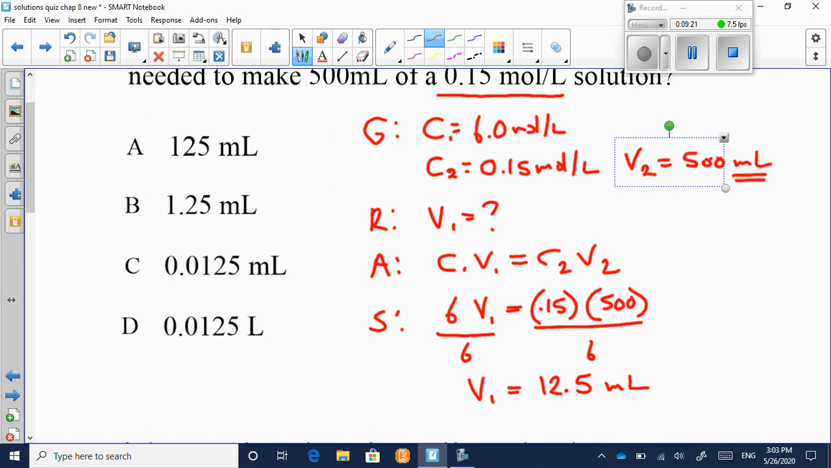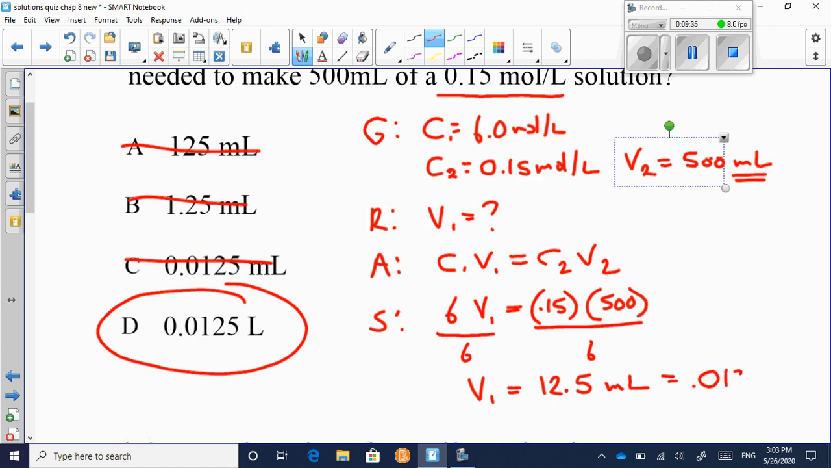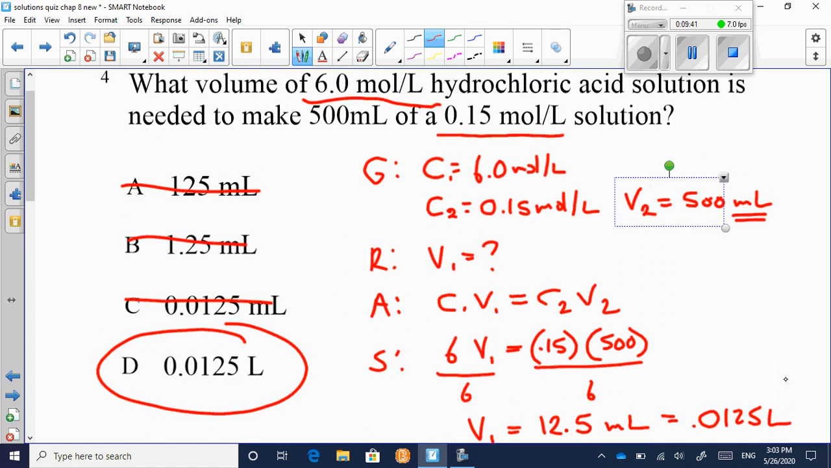Now I look over at my solutions here, and I go, well, I don't see that solution because it's not this one, it's not this one, it's not this one. But wait a second, this one's in liters. So let me take that 12.5 and divide it by 1,000. And I get 0.0125 liters. There it is. So that's the one. There's a little trick in the solution to that one.